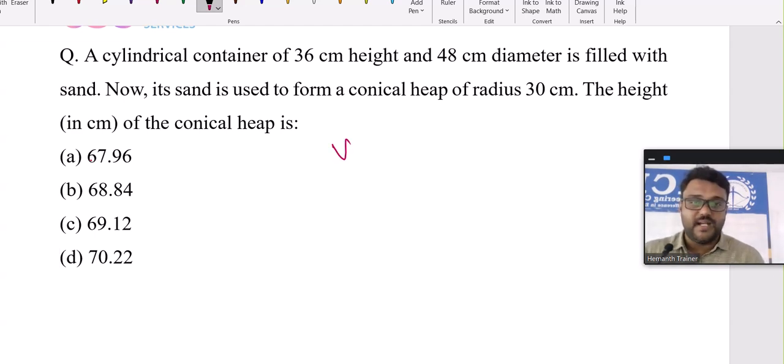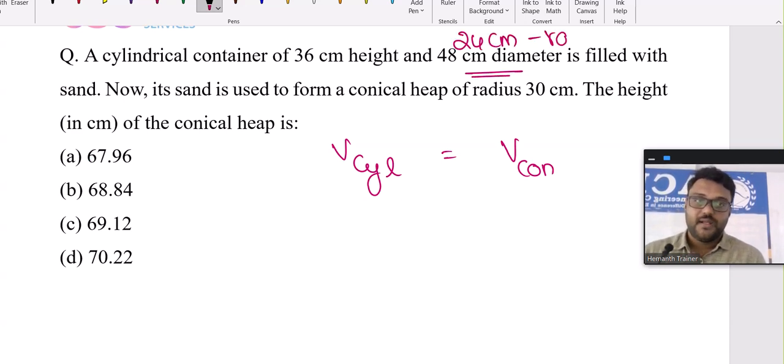Now, volume of cylinder, as per this, should be equal to volume of cone. Here, the radius is different. Here, diameter is 48, radius is 24, for information. Don't take 48 directly. So, volume of cylinder is pi r square h. Volume of cone is 1 by 3 pi r square h. But the radius here is different.